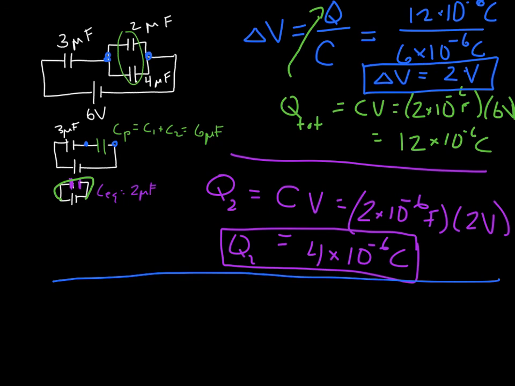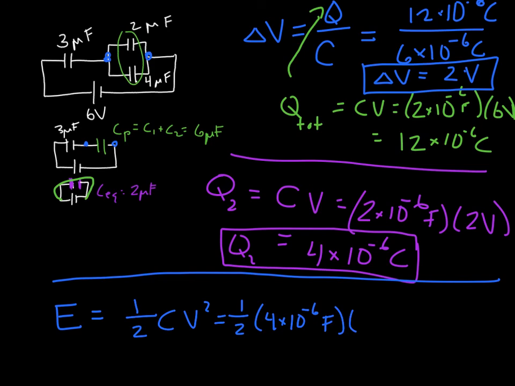Final calculation, let's figure out the energy. What do we know? Well, we already know the voltage across this, because voltage in parallel is the same. You know the capacitance, let's look for a formula using voltage and capacitance. I'll give you a second to check it out on your formula sheet. And you can get that this is one half CV squared, which equals one half. Capacitance is 4 times 10 to the minus 6 farads times voltage, 2 volts squared, for a grand total of 8 times 10 to the minus 6 joules of energy stored.